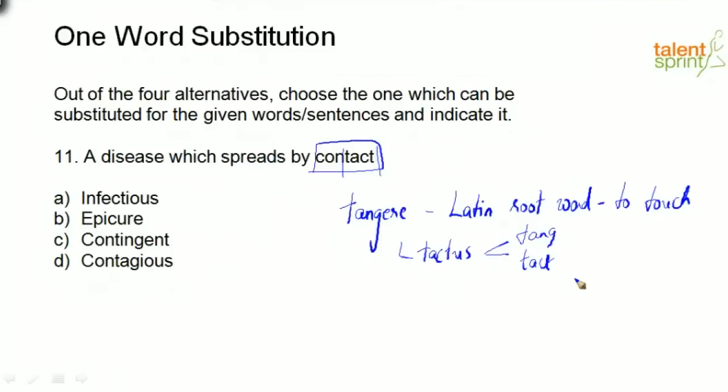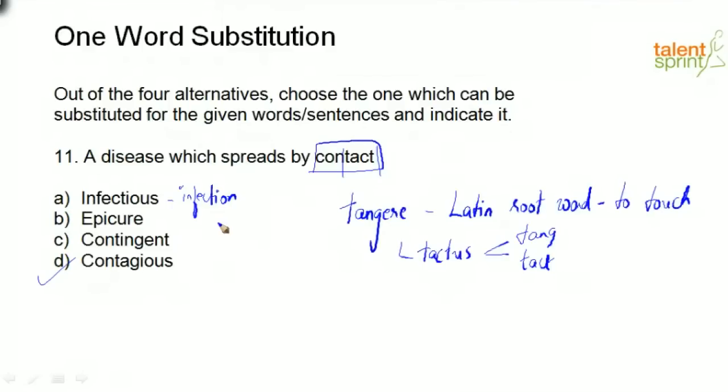So contact, again, we know that it is a meeting or touching of people or things. So when that happens, when you touch another person who has a disease that can be spread by touch, right? That becomes contagious. So there you go. Right? Infectious, we know. Capable of causing infection. Epicure could be another word that you probably don't know, right?